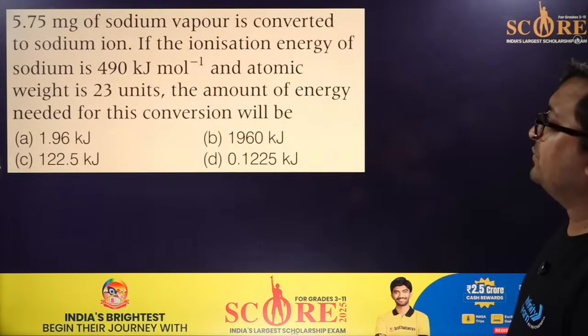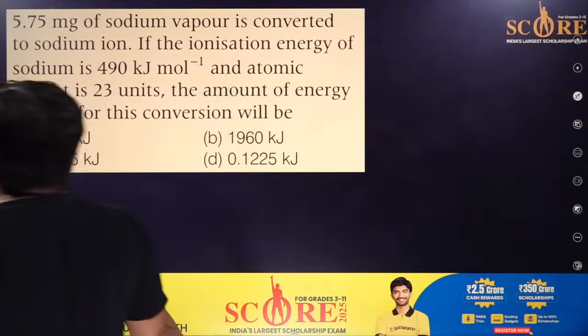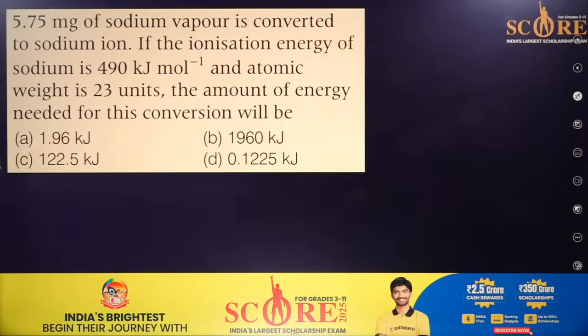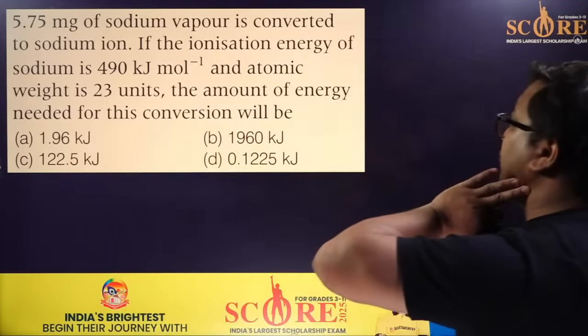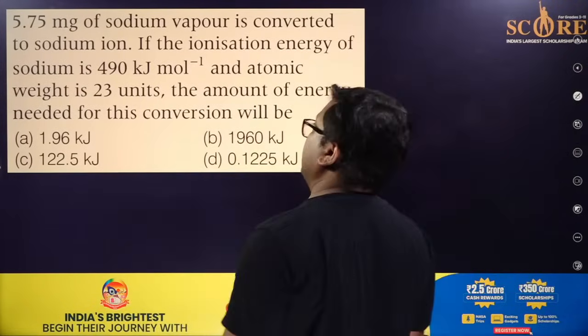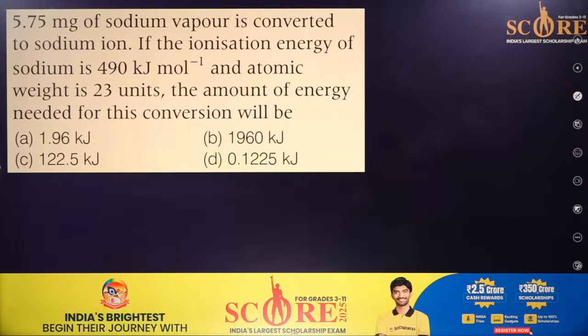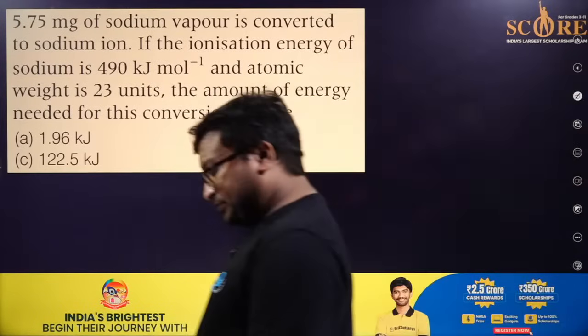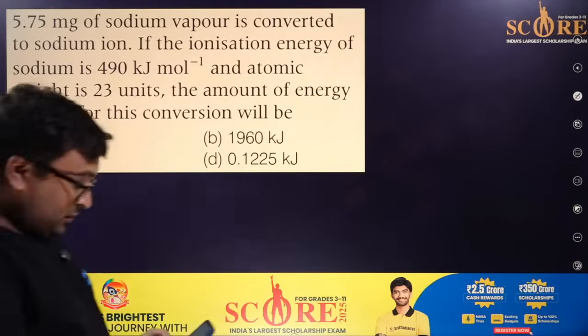Okay, let's come to the next question. It may take time but it is easy. 5.7 mg of sodium vapor is converted to sodium ion. If the ionization energy of sodium is this much kilojoule per mole and the atomic weight is 23 unit, the amount of energy needed for this conversion will be. Very easy question. It looks very tough, but it is only a two-liner or one-liner. I will give you 2 minutes. There is a problem in language, but the question is very, very simple.